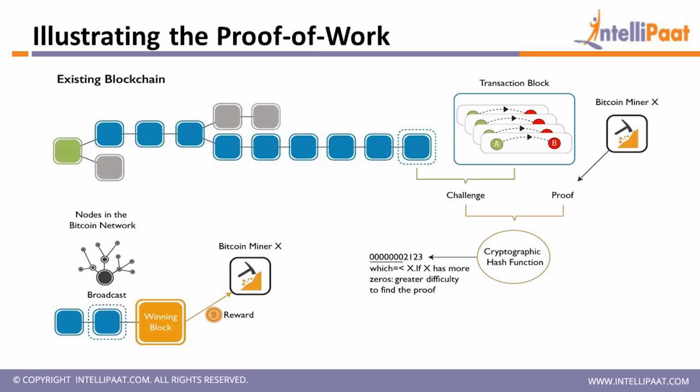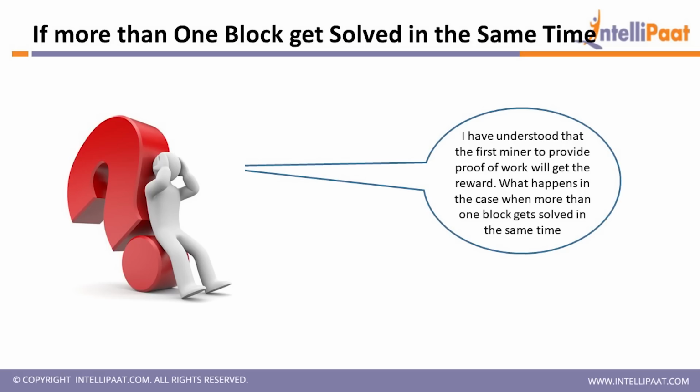Now we have already seen how proof of work helps creation of new blocks and generation of new reward money. So what happens? There's another scenario. There may be more than one validator able to solve the problem at the same time, and in this way, more than one block may get solved at the same time.